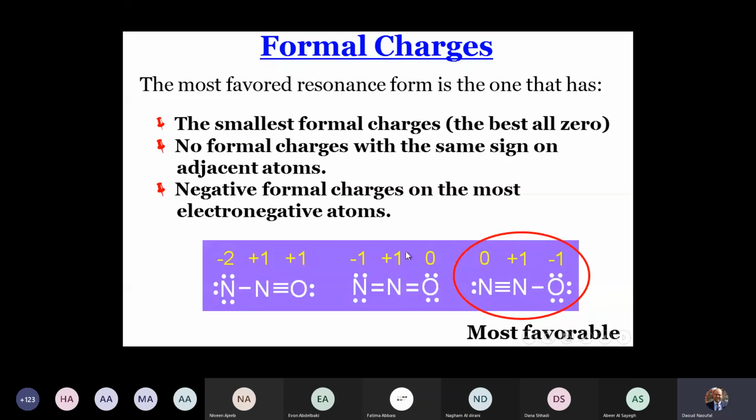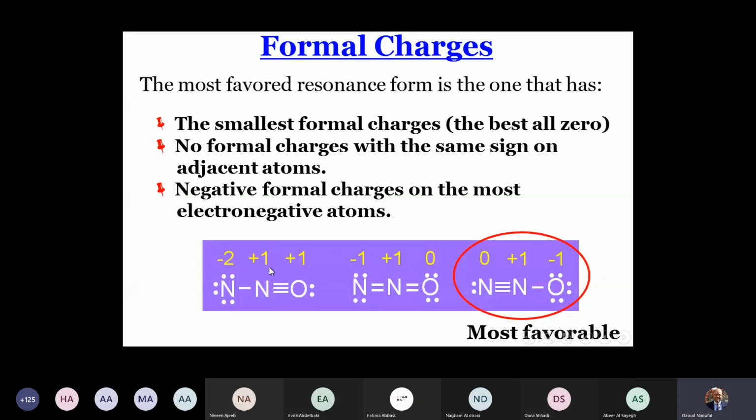Can we compare these formal charges? Can we know which has the smallest formal charge? For example, plus 1 is greater than 0 and minus 2 is less than minus 1. So the formal charges could not be compared. If rule 1 could not be applied, we pass to rule number 2. Rule number 2 states no formal charge with the same sign on adjacent atoms. Why? Because when we have two atoms close, we have a bond, so we have a difference of electronegativity. So one of these atoms is more electronegative and will have a charge minus, and the second will have a charge plus. So it's impossible that two close atoms have the same charge.